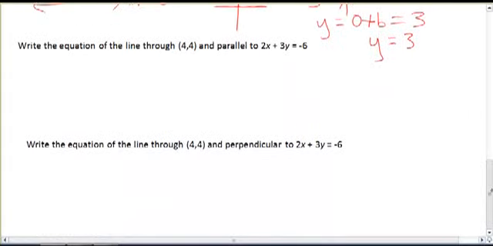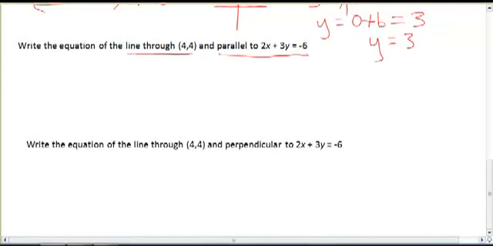Alright, now we get into the stuff that really makes us think a little bit. Remember earlier on the graph, I graphed two lines that were parallel. So think about, what does it mean for lines to be parallel? Well, it means they have the same slope. So, if I want the equation of the line through this point and parallel to this line, I need to figure out the slope of the line they're giving me. The easiest way to do that is to get it into slope-intercept form.